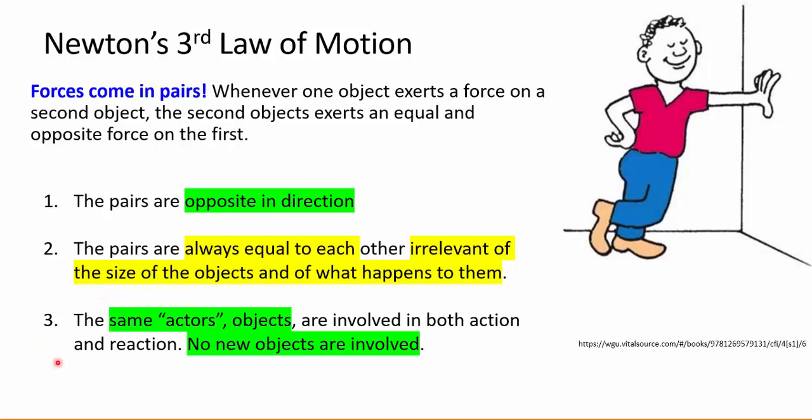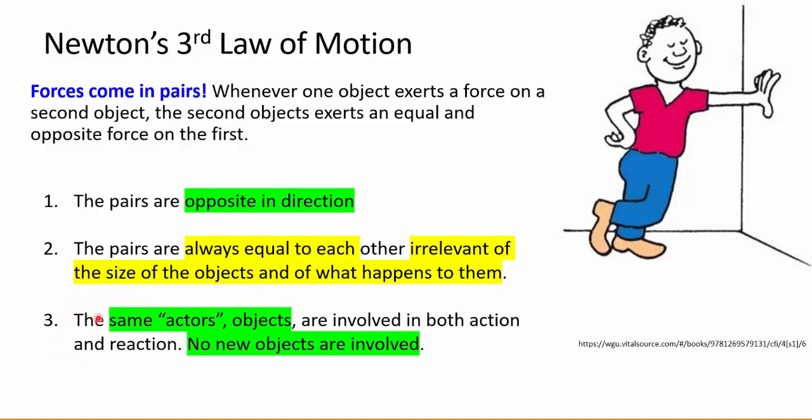The last and most difficult concept is this one here. The action and reaction involve actors that are performing the action and the reaction. The same actors, the same objects, are involved in both the action and reaction, with no new objects or new actors involved, just the same two. The action is going to involve two objects, and the reaction is going to involve the same two objects.